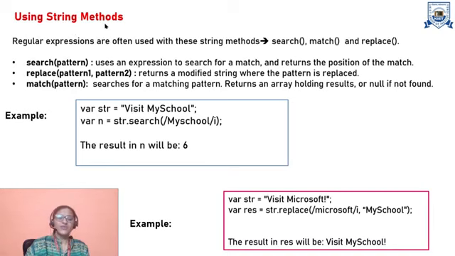Now, using the string methods, regular expressions are often used with string methods such as search, match, and replace. In the case of search, we provide the pattern, and it uses an expression to search for a match and returns the position of the match when it is found. Replace takes pattern 1 and pattern 2. It returns a modified string, meaning a replaced string, where the pattern got replaced.